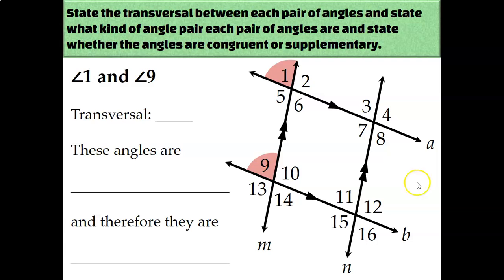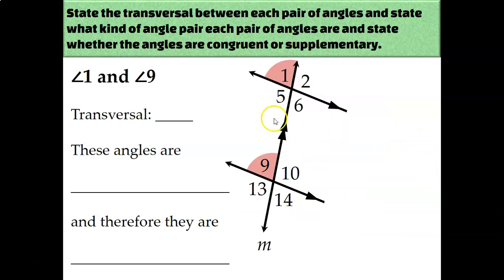Let's see how you did. I'm just going to focus my attention on this part of the diagram, and that shows me that line M is the transversal that passes between these 2 angles. It's the one that intersects the 2 parallel lines. Angle 1 and angle 9 would be called corresponding angles because they occupy the same position out of the 4 angles that were created by the intersection of each line. They're both basically in the top left-hand corner. And since the lines are parallel, I can assume that they are congruent to each other.